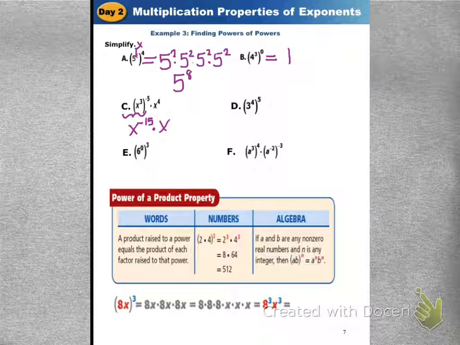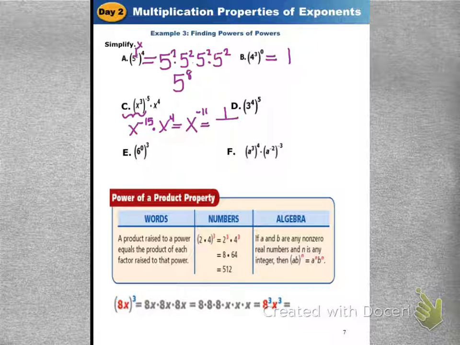Now we can use our product property that we learned the very first lesson, or part of the lesson. And when we have two bases that are the same, we add the exponents. So when I add a negative 15 and a positive 9, that gives me an x to the negative 11th power. And of course, we don't want to leave a negative exponent in our final answer, so we can use that negative exponent property to rewrite this as 1 over x to the positive 11 power.